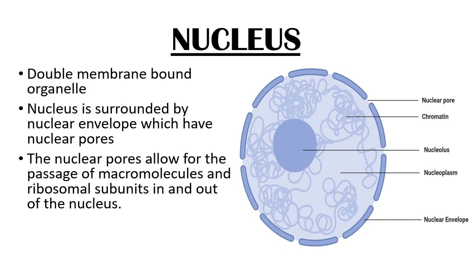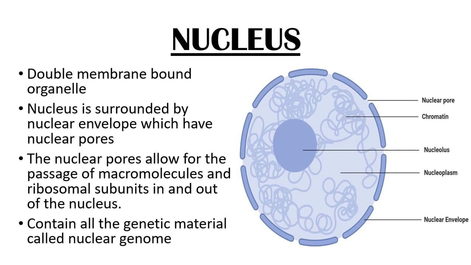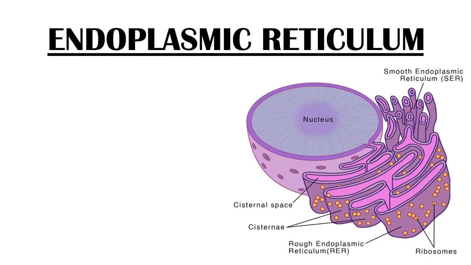Here you can see in the diagram, nucleus has thread-like material which is also called chromatin, and these chromatin condense into chromosomes during meiosis. Cell also has one or more nuclei. These nuclei are present in the fluid called nucleoplasm. Plant cell nucleus contains all the genetic material called nuclear genome in the chromosomes. Endoplasmic reticulum.